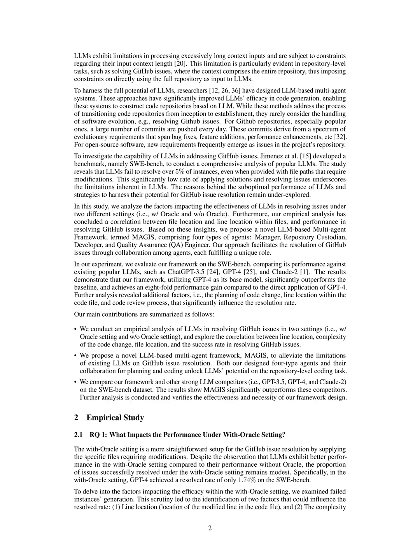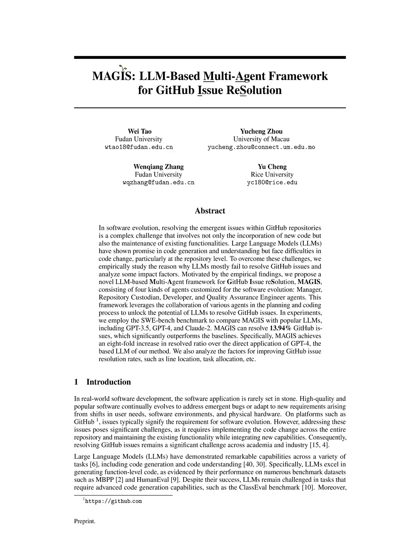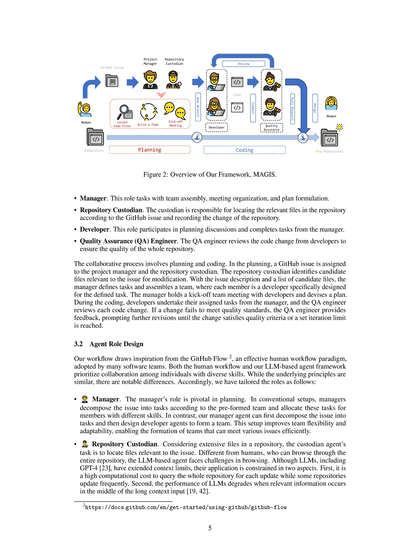The proposed MAGIS framework improves upon existing LLMs in resolving GitHub issues by introducing a novel LLM-based multi-agent system that leverages collaboration among different types of agents, namely manager, repository custodian, developer, and quality assurance (QA engineer). This framework enhances the effectiveness of LLMs by addressing the limitations in processing long context inputs and accurately locating code lines that need modification. The manager role enhances team flexibility and adaptability, enabling efficient issue resolution.